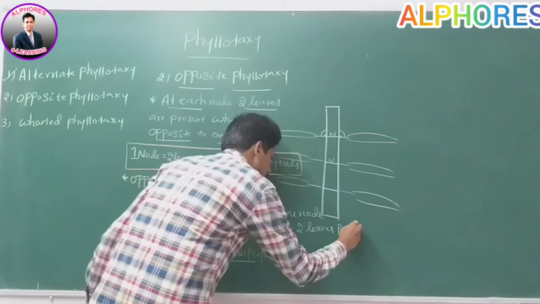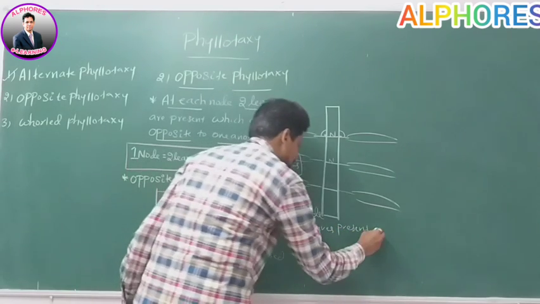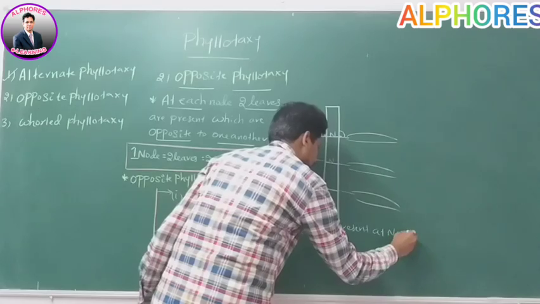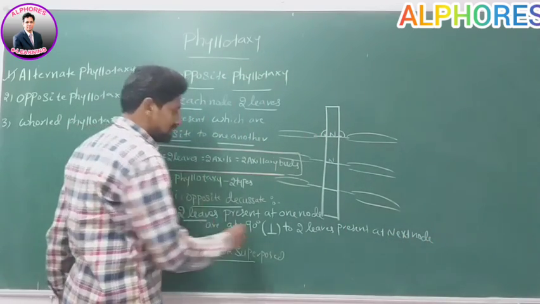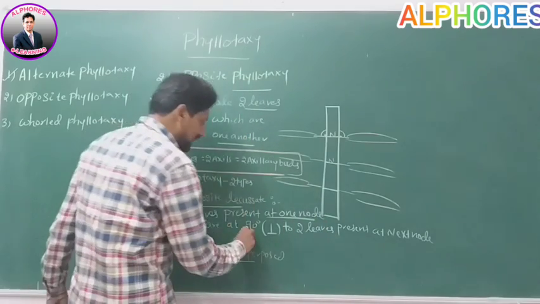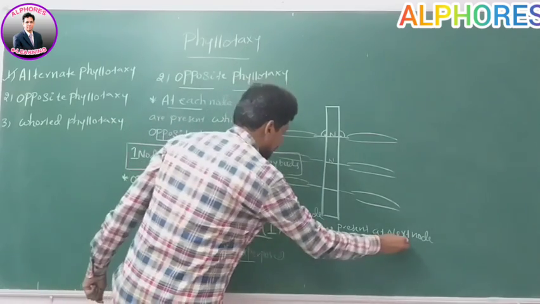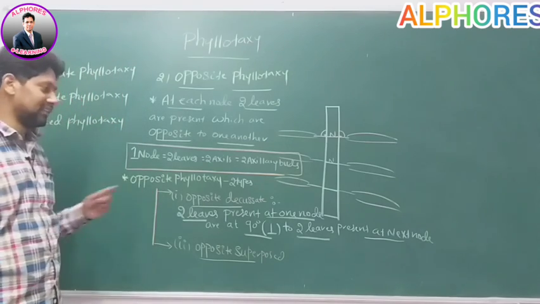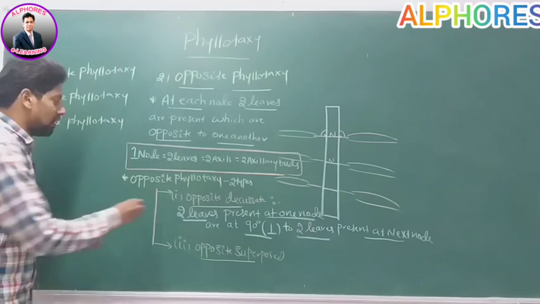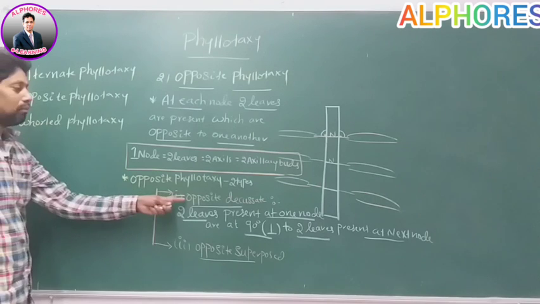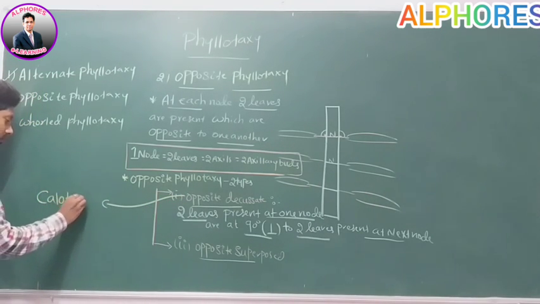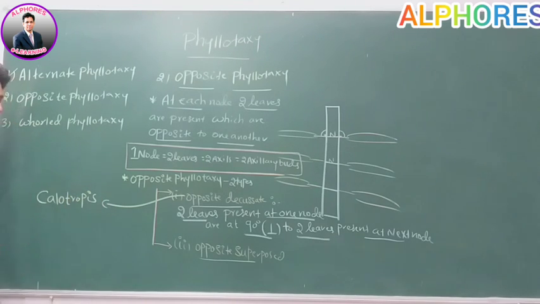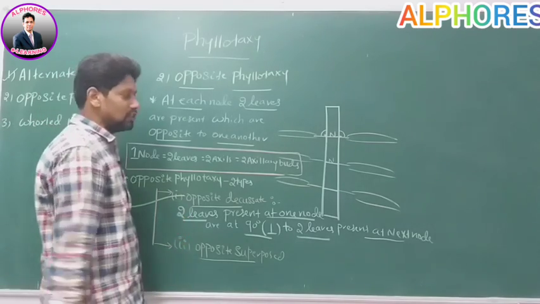present. Two leaves present at where? Next node. Is this statement okay? Therefore, two leaves present at one node, how are they? They are at right angle to two leaves present at the next node. This is opposite decussate. Sir, what is an example for opposite decussate? Calotropis. Right? Now go for opposite superposed.